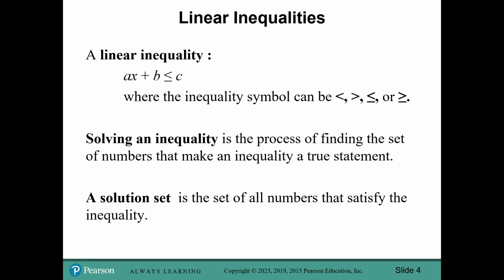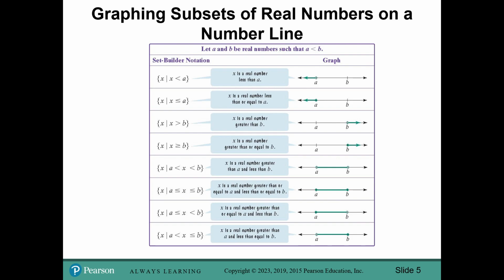Solving an inequality is the process of finding the set of numbers that makes an inequality a true statement. A solution set is the set of all numbers that satisfy the inequality. So, let's look at graphing subsets on a real number line.